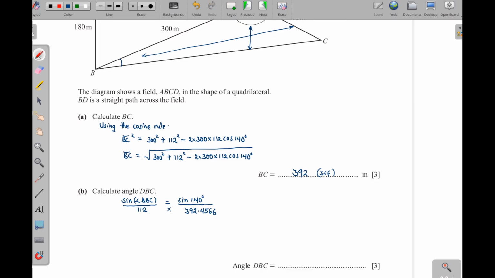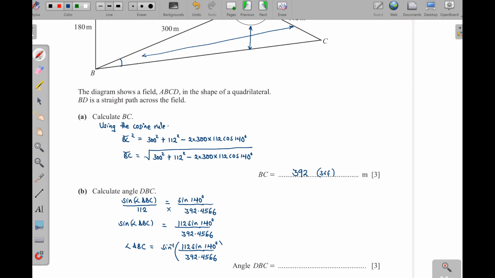Then let's make this one the subject of the formula. So you cross multiply, and then we shall have, let me just reproduce this one here like that. Then I take away these 2. Then I'll put this 112 here. Okay, so shift the 112, and then I will put it here. So 112, and then our angle DBC then will be equal to the arc sine of everything that we are having here, as simple as that.